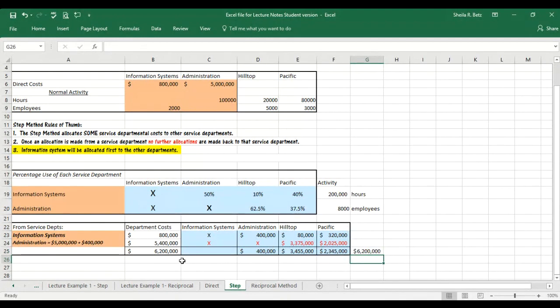All right, so just to recap with the STEP method, only one department can assign costs to other service departments. That department's always going to be given to you. It's going to usually say allocated first. After that one department, all other service departments can make no further allocations. They can't bill other service departments. They can only bill producing departments.